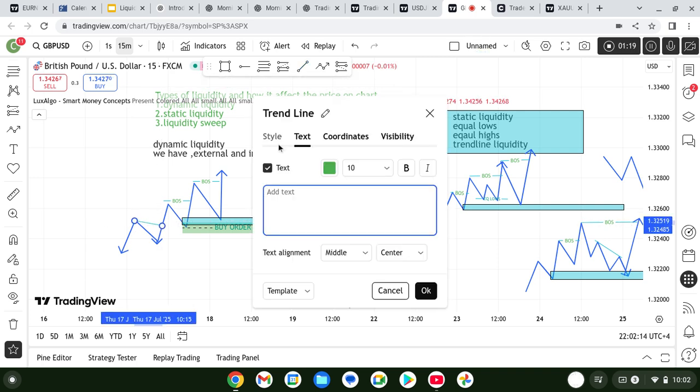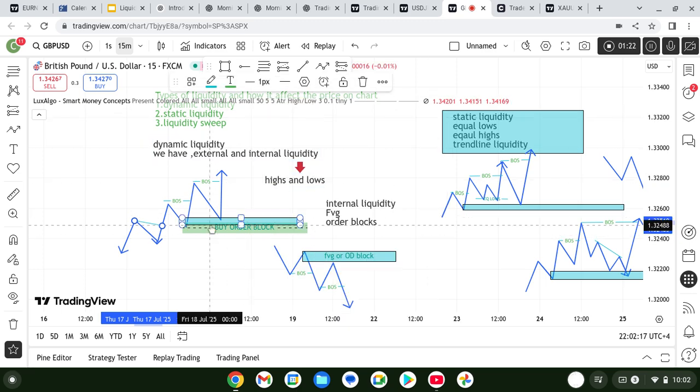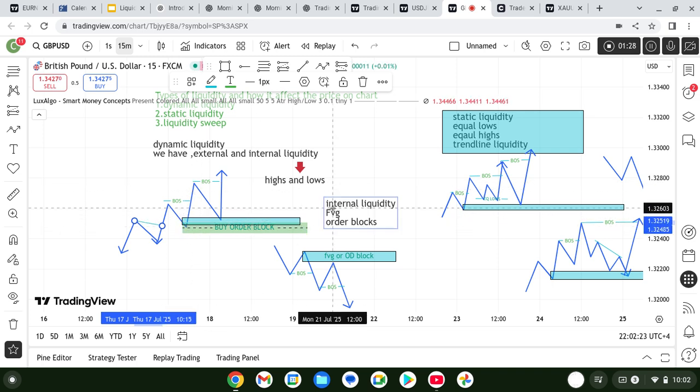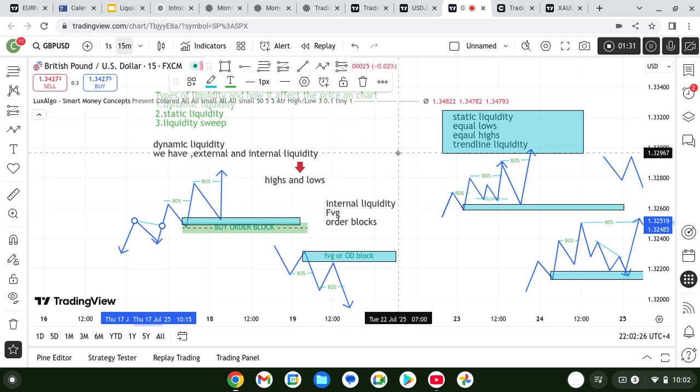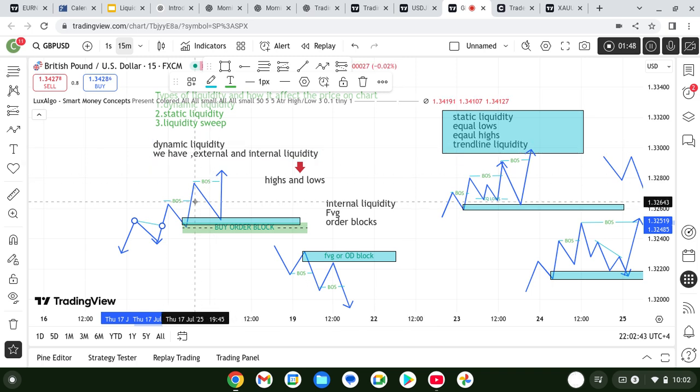In an uptrend, the market comes from external to internal. Under internal liquidity, we have fair value gaps and order blocks. The market will come from external liquidity to take internal liquidity, the fair value gaps and order blocks, for it to continue in the upside direction.